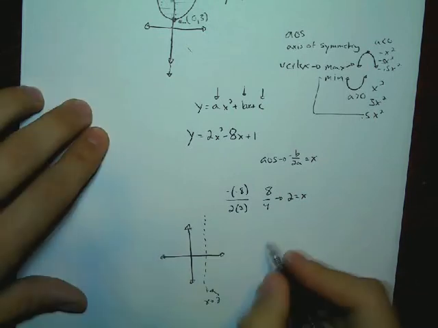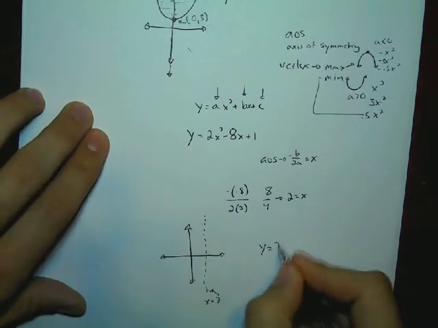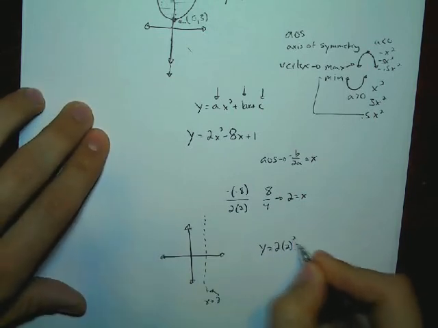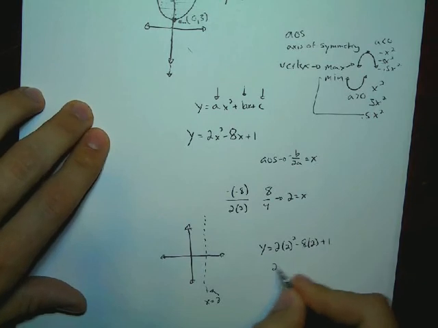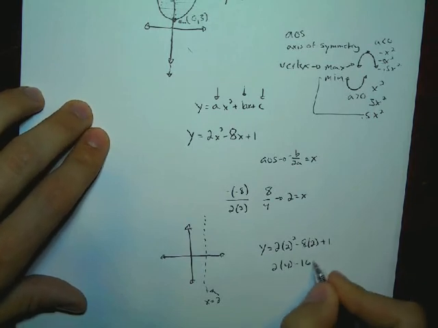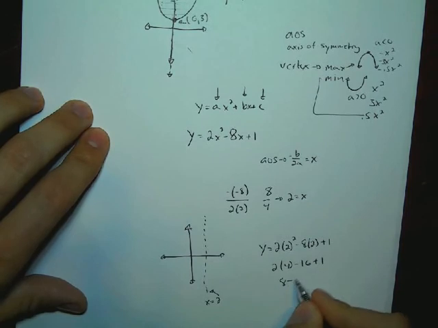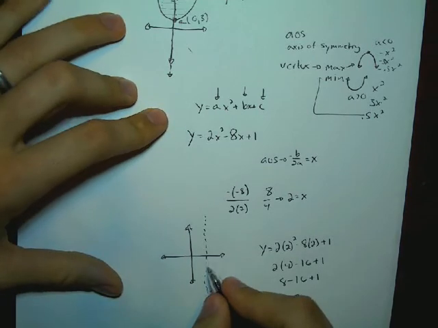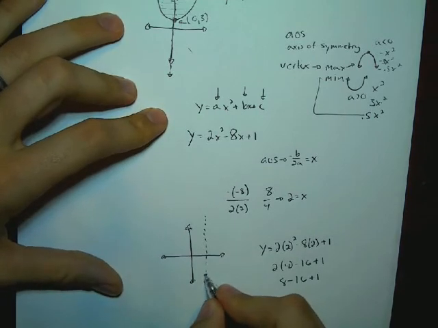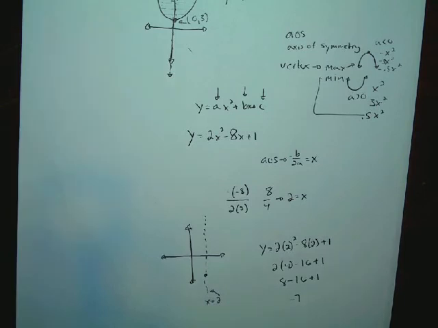We're going to plug it back into our equation. So y is equal to 2 times 2 squared minus 8 times 2 plus 1. So 2 times 4 minus 16 plus 1. So 8 minus 16 plus 1. So negative 7. All right. So now we know that at x equals 2 and y equals negative 7, we have our vertex. We know it's a minimum point.